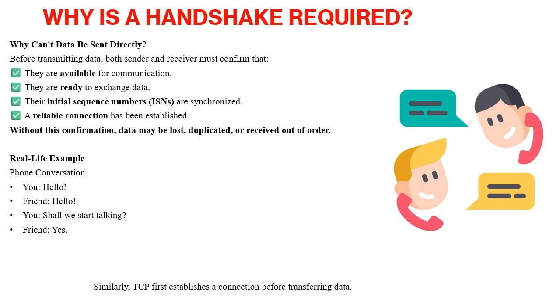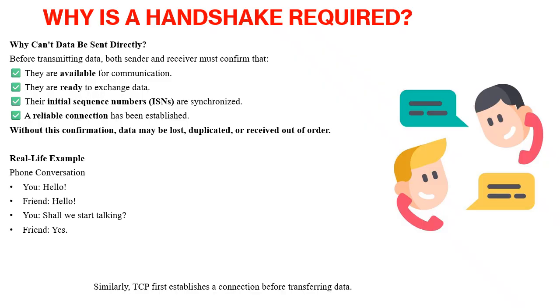Before transmitting any data, both the sender and receiver must confirm four things. First, both devices should be available for communication. Second, both should be ready to exchange data. Third, they should synchronize their initial sequence numbers, which are used to track the data packets. Finally, a reliable connection must be established. If this confirmation does not happen, packets may be lost or duplicated or received in the wrong order.